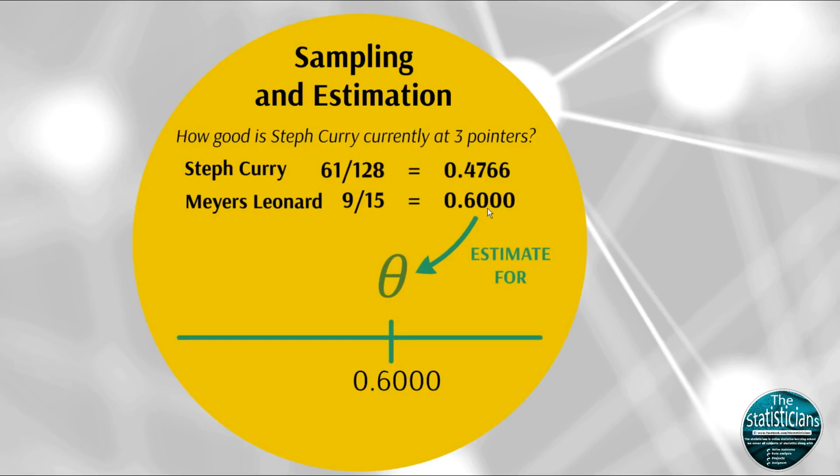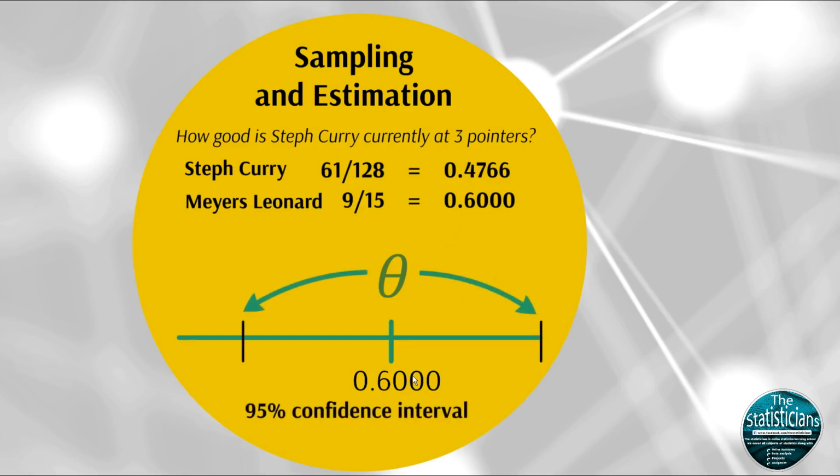This 0.6 that we've got for Myers Leonard is an estimate for his theta, and I've got this in green now. This is a different theta to the one we saw before, which was for Steph Curry. But this is Myers Leonard's long-term 3-point percentage. And the best estimate for that, again, is our sample estimate, which is 0.6000. But in this case, we might find that the confidence interval we create is a lot larger for Myers Leonard than it is for Steph Curry.